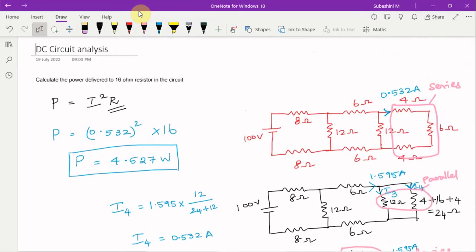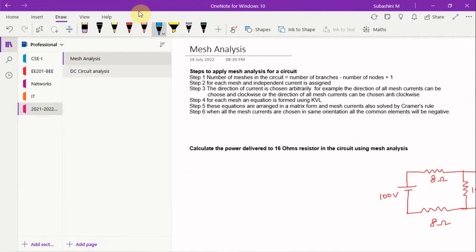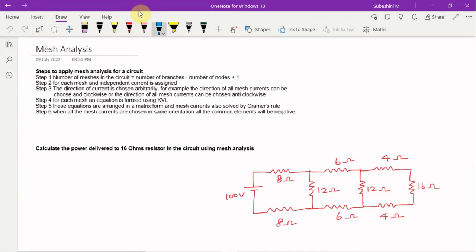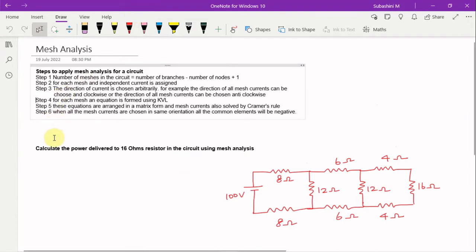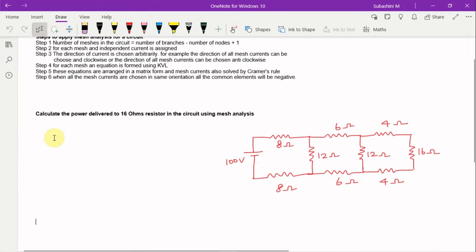So to simplify the circuit analysis, we go for mesh analysis. Now we are going to use mesh analysis for the same circuit and solve it.